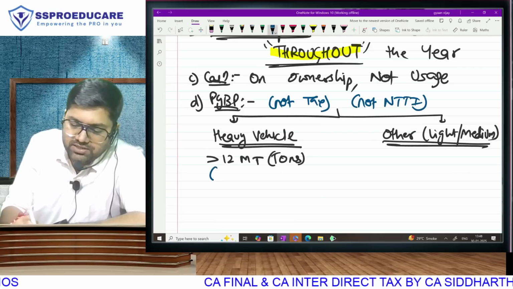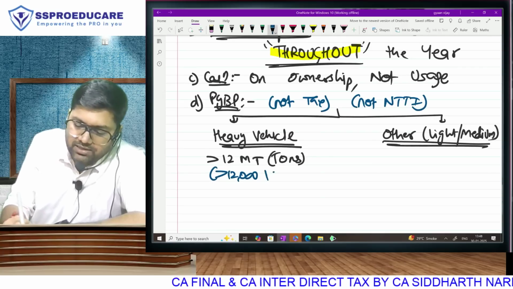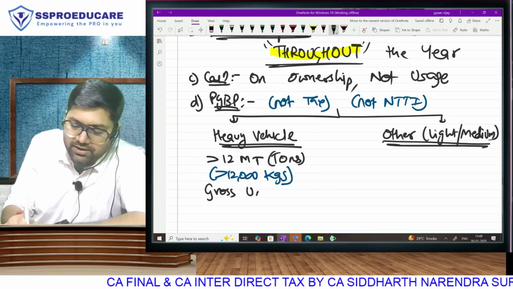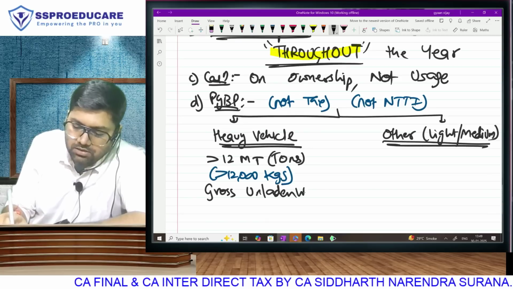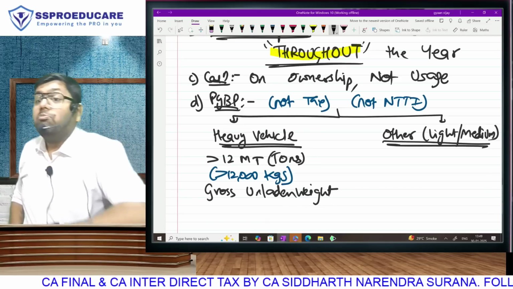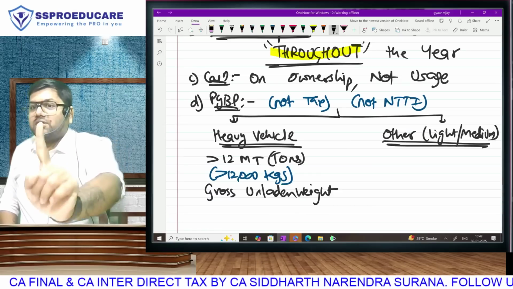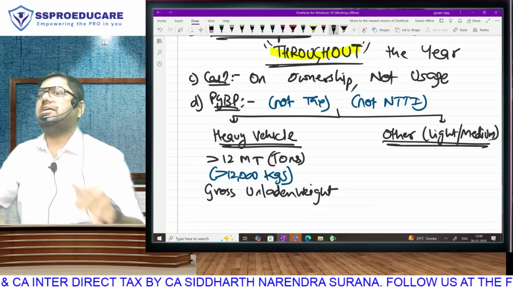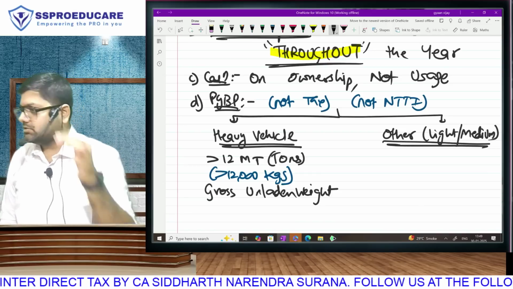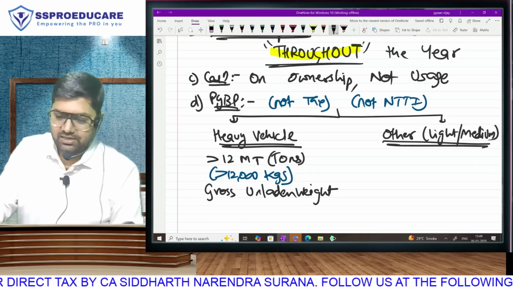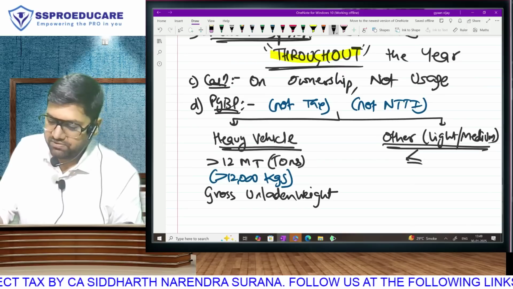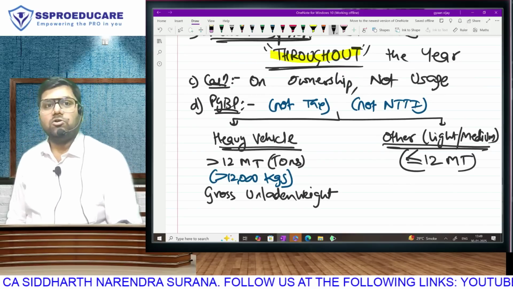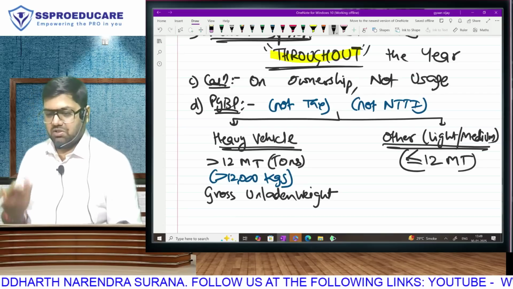You know 1 ton is how many kgs? That means 12 tons is the gross unladen weight. Before you load any goods, what is the weight of the empty truck? If the empty truck is exceeding 12,000 kgs, that is 12 tons, it is called a heavy vehicle. That means, can I say light and medium will be less than or equal to 12 metric tons? Empty truck. Now you must be wondering, sir, 12,000 kgs, how to weigh?